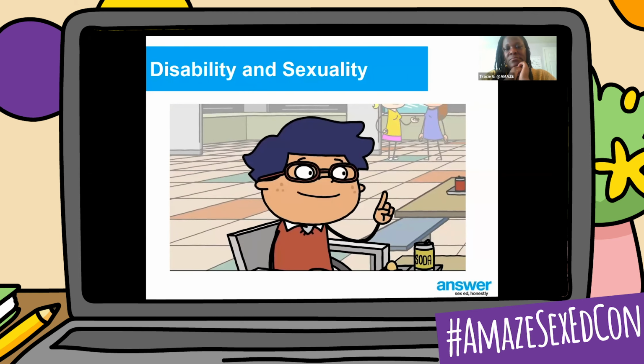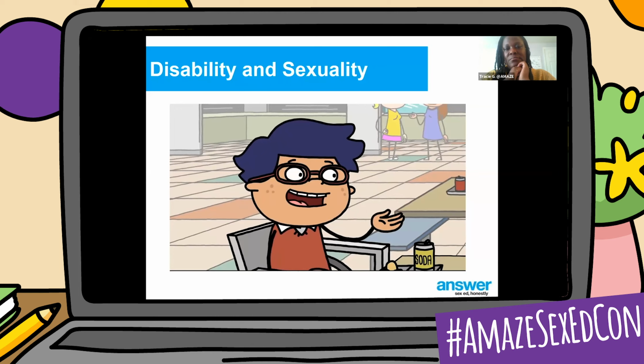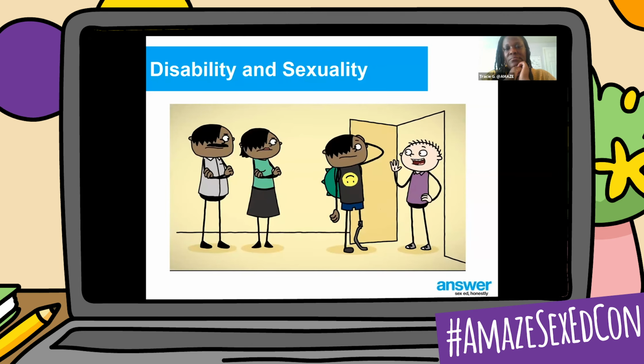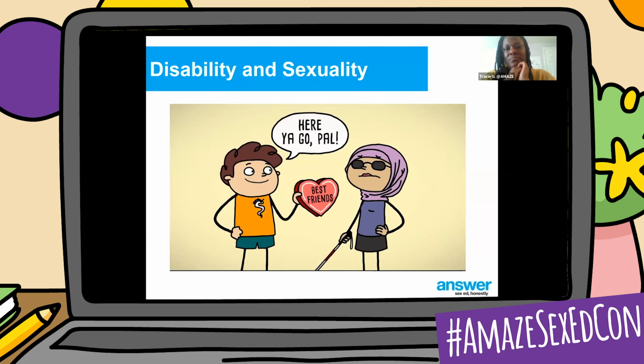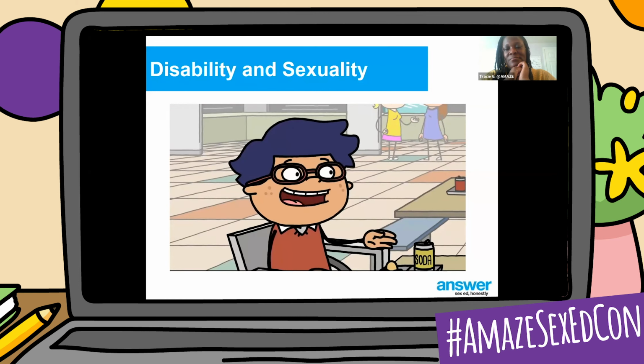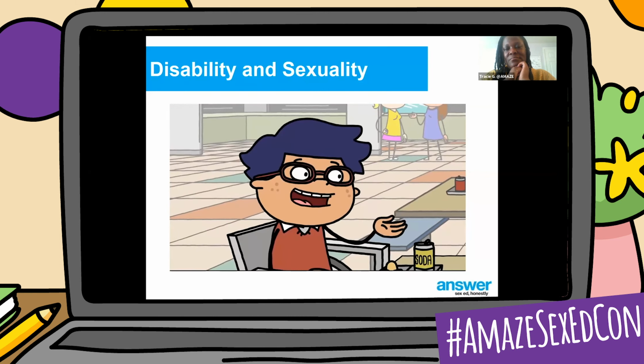There are certain issues that people with disabilities could be more likely to face. Sometimes it can feel like parents are overprotective when it comes to dating. Or friends might not think of us in a romantic way because they don't understand that we have the same kinds of feelings. And there are some specific challenges that a person with disabilities might have to deal with.